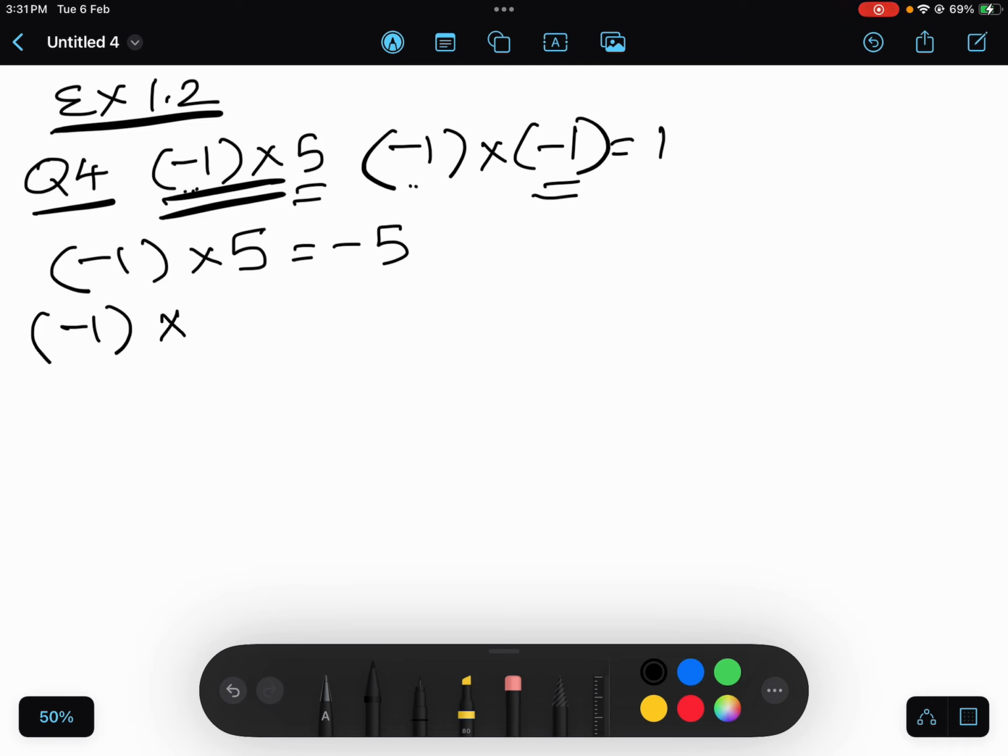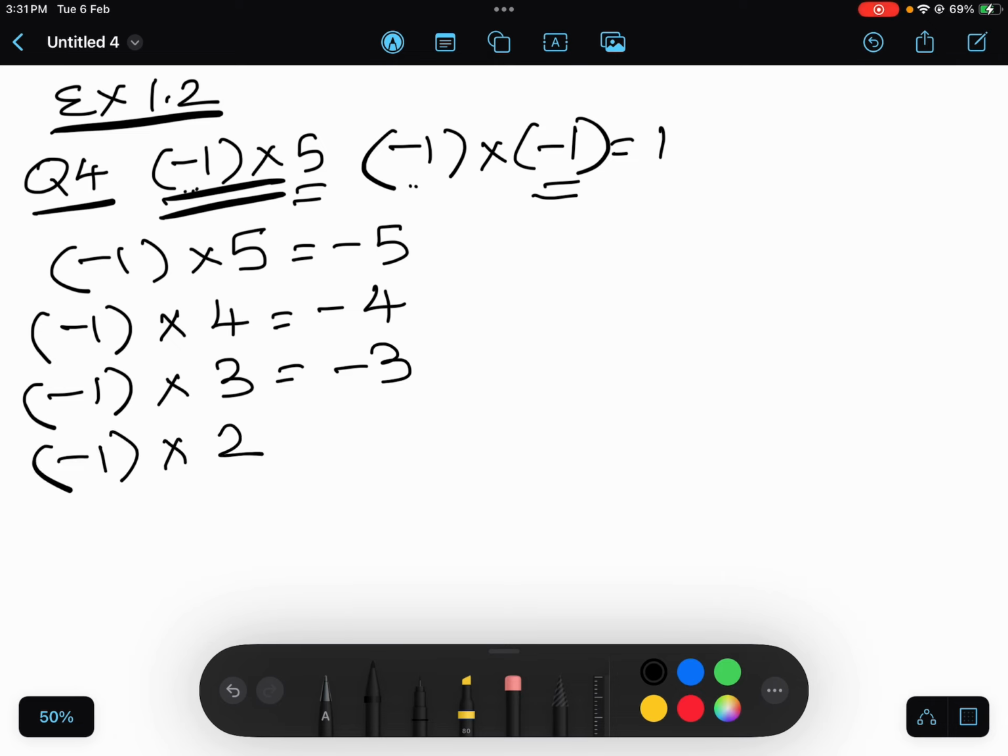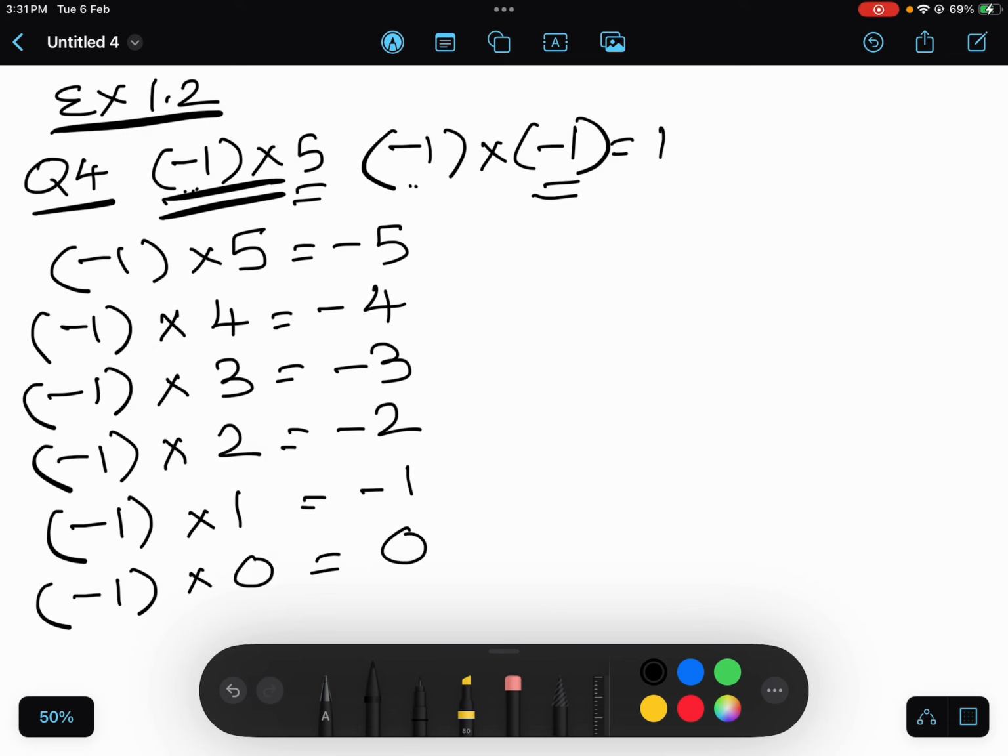So -1 into 4, it will be -4. Now -1 into 3, I am just decreasing the number one by one. So it is -3. -1 into 2, it will be -2. -1 into 1, that will be -1. -1 into 0 will be 0. Then we come to the step they are asking, -1 into -1 is equal to what?